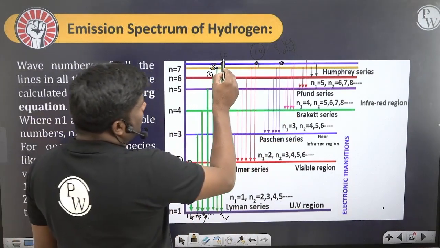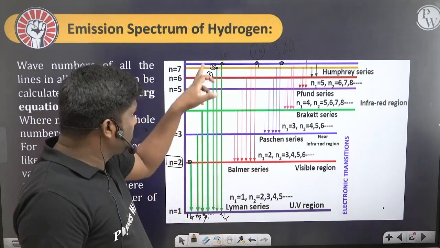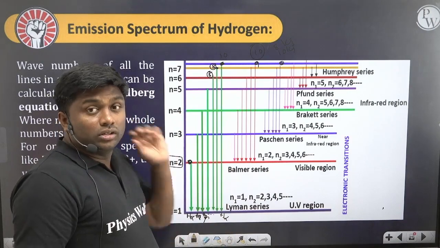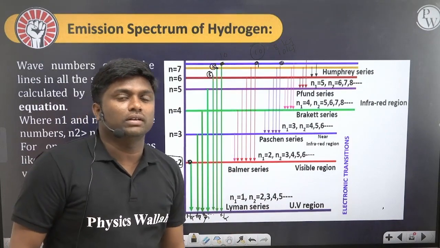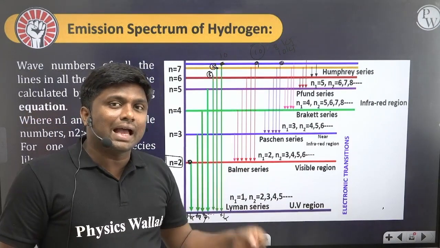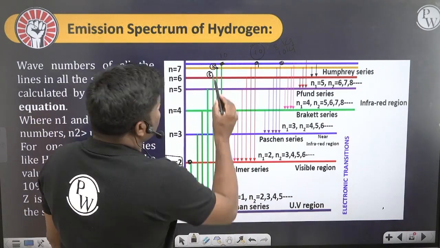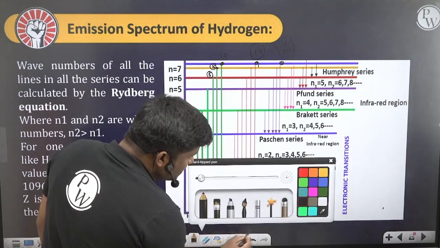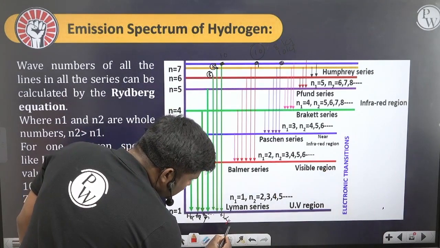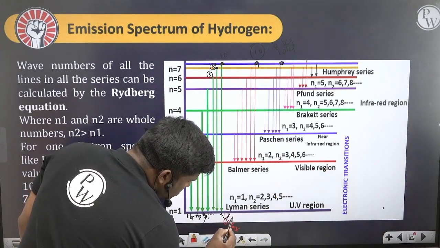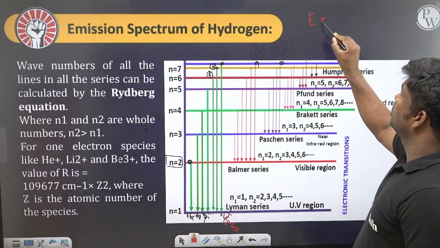So in the H infinity line, this line is observed because this particular electron is coming from a very higher energy level to the very lower energy level. It means it is releasing as much energy as it absorbed. It means the energy released in case of the H infinity line is maximum. Energy is maximum. We know the formula, E is equal to what?